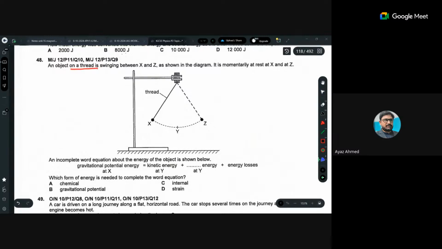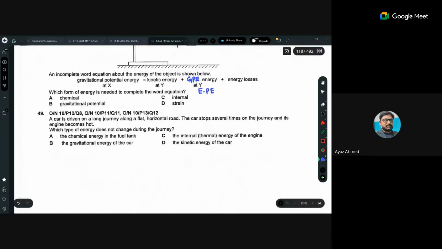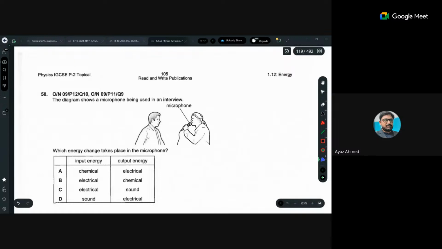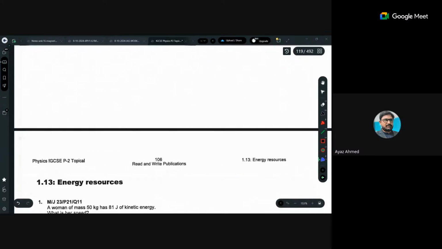Are you getting it? Yes. Because it has some height as well as it moves, that is why you can write GPE at y. And if that is a stretchable cord, then we can say elastic potential energy as well. In different cases, the questions are different, so one of them can be written in this way.